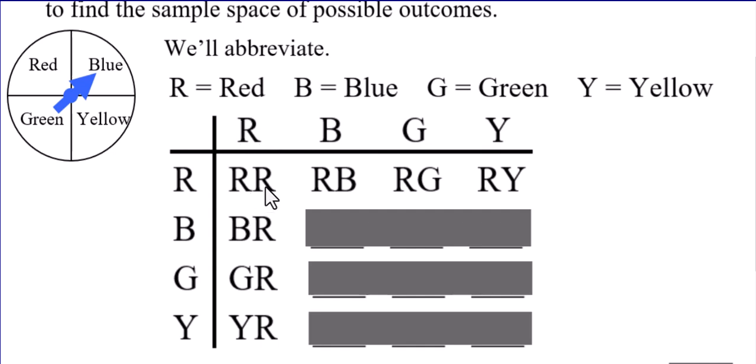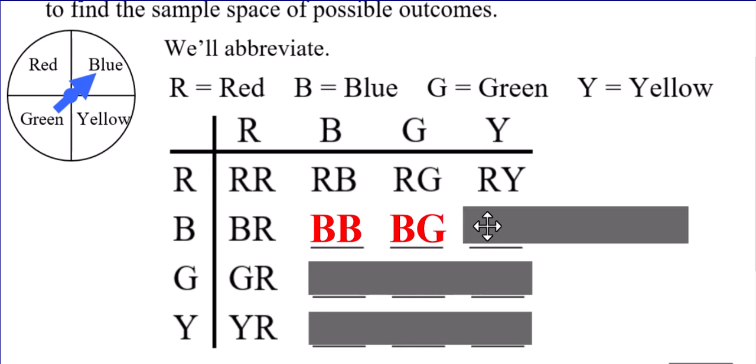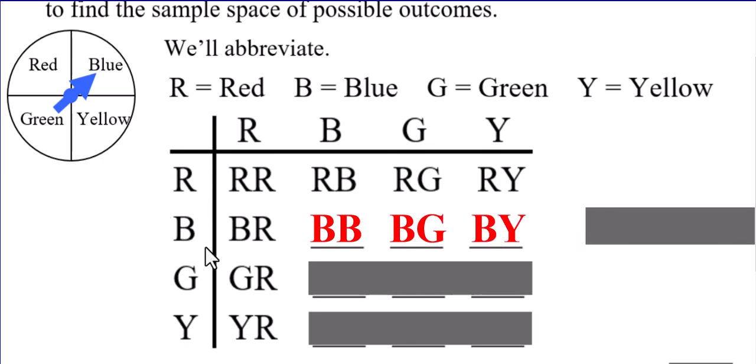We could get a red and a red, a red and a blue, a red and a green. So all of these start with the color red for the first spin. And then I can get a blue and a red, a blue and a blue. Fill these in with me as I say these out loud. I can get a blue and a green. I can get a blue and a yellow. So I hope you see all of these started with blue, and then the second letter was red, second letter was blue, second letter was green, second letter was yellow, and so on and so on. So go ahead and hit pause, fill out the rest of this following the pattern that I've shown you.